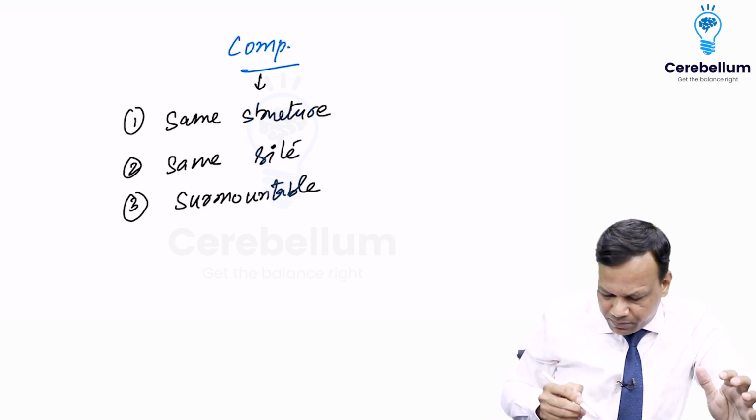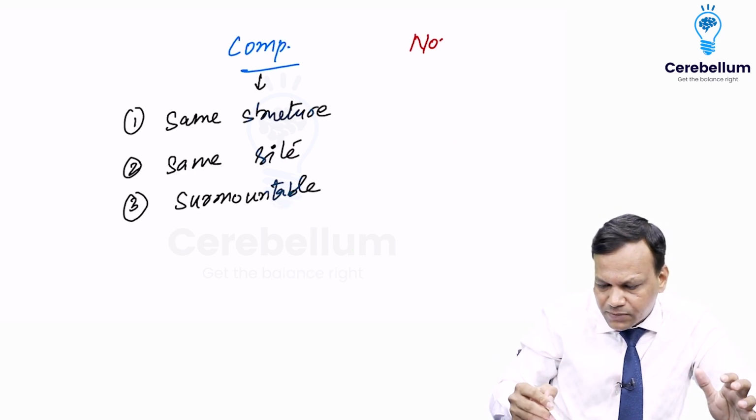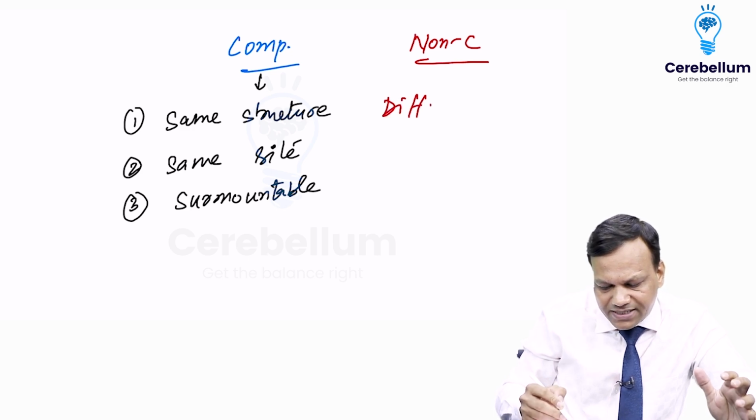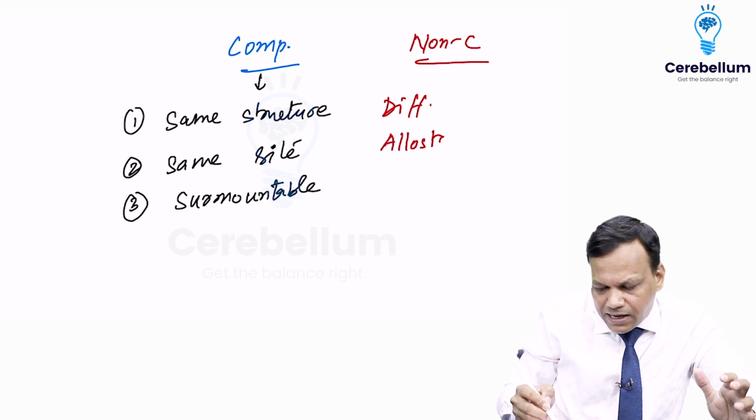So in non-competitive inhibition, all three are opposite. That means it has a different structure, it has a different binding site, which is the allosteric site, and it is unsurmountable.